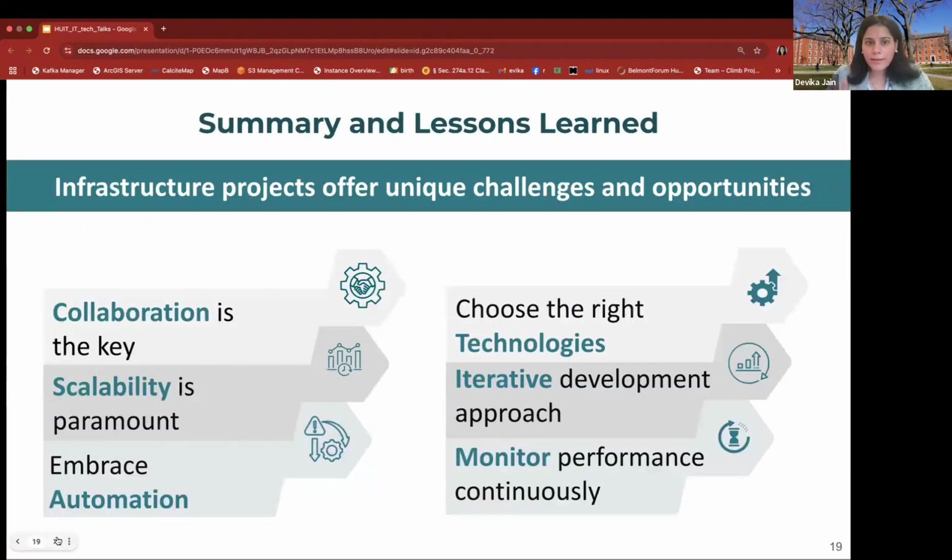Now, infrastructure projects come with unique challenges, but also unique opportunities. We have learned a lot of lessons, but here is a summary of some which might help others who are thinking of building such an infrastructure for their own domain, or managers like me who want to enable different kinds of research within their department.